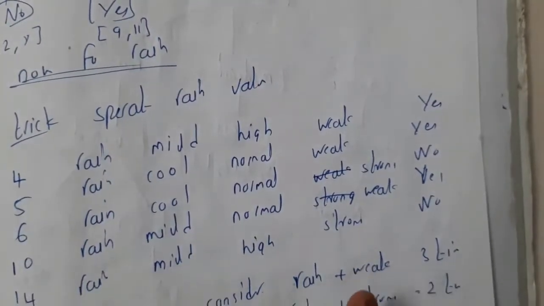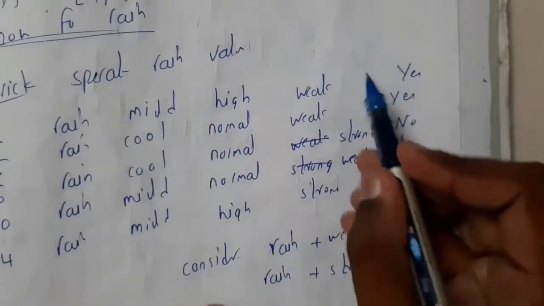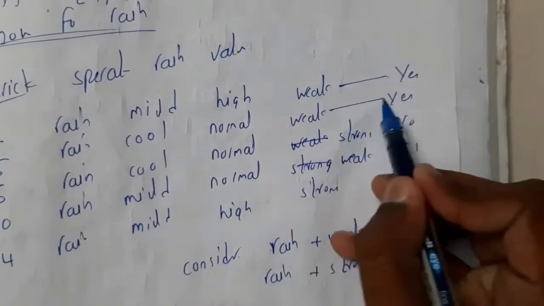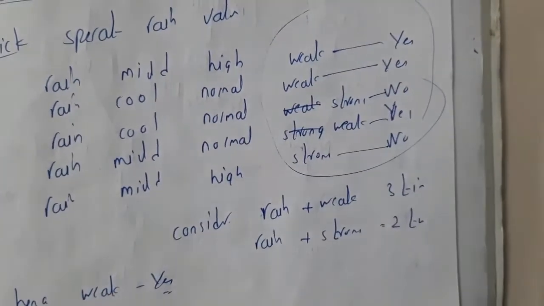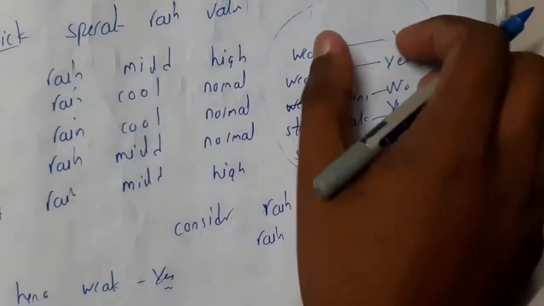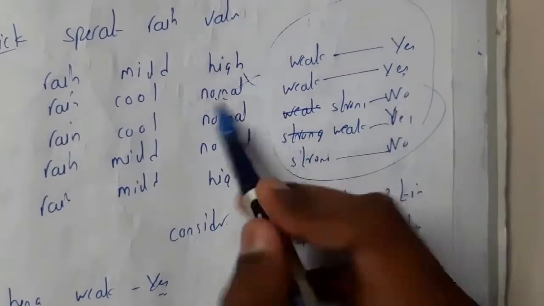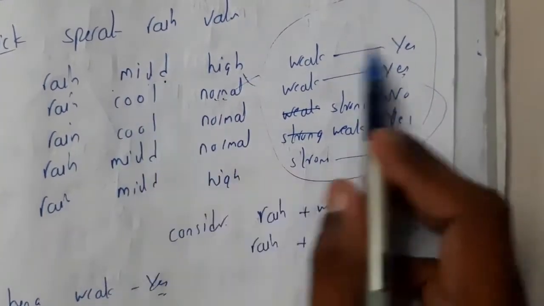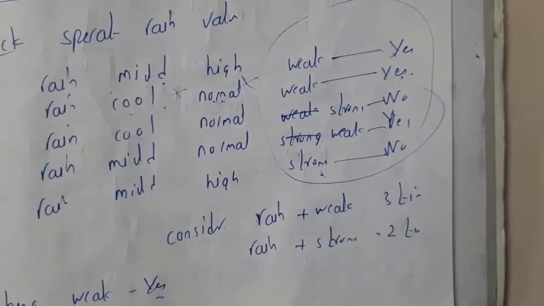Observe carefully. Which column is having a common relation? If you observe here, weak means yes, weak means yes, strong means no, weak means yes, strong means no. So you can have a relation between these two. Simply we can say this is going to give you the maximum value because it's having a uniform relation. Whereas here, high means yes, normal means no. Here only it is failing. Moderate means yes, cold means yes. It's also failing.